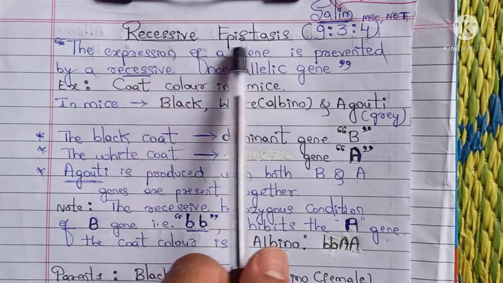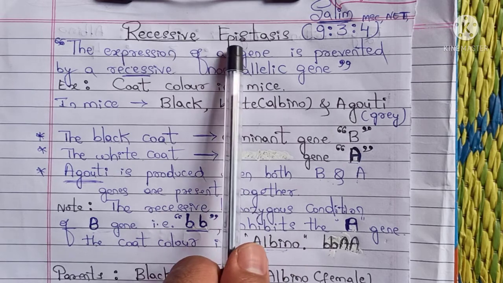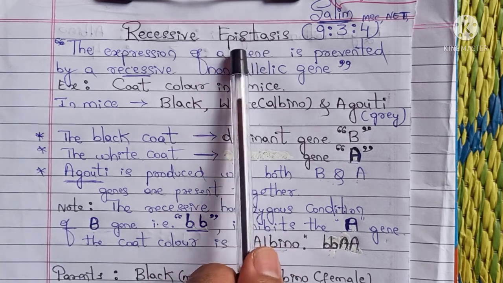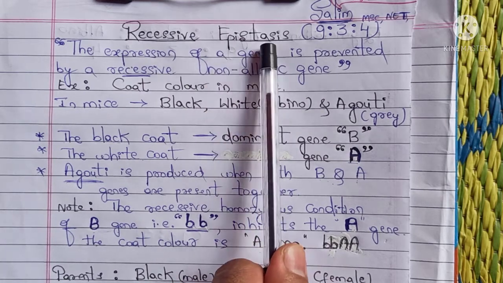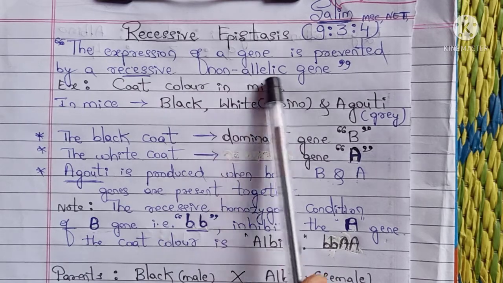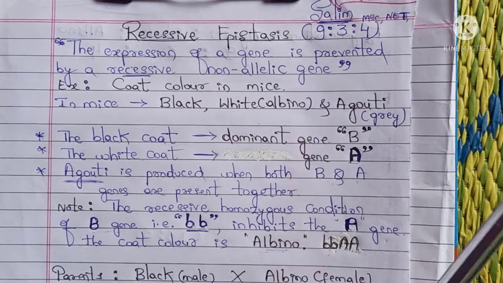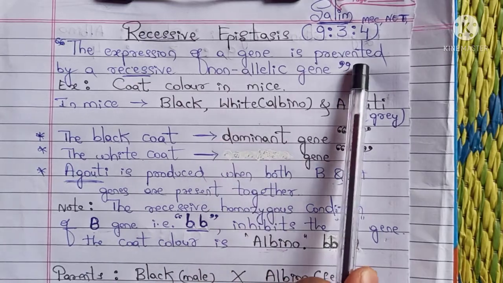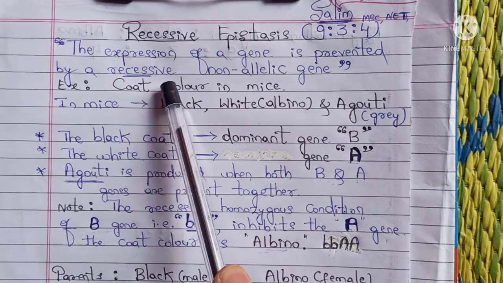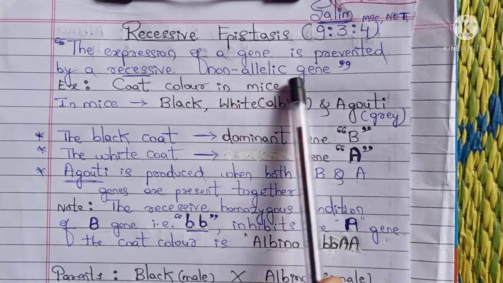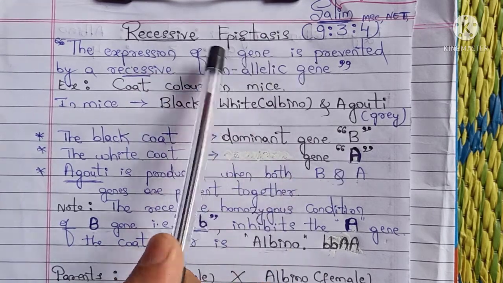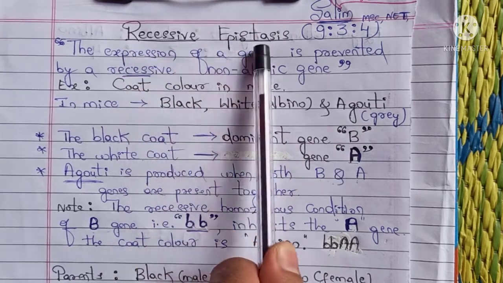So what is recessive epistasis? Before going to recessive epistasis, in the last lecture I told you about epistasis. Epistasis is the prevention of expression of a gene by a non-allelic gene. So if the expression of a gene is prevented by a recessive non-allelic gene, that is called recessive epistasis.